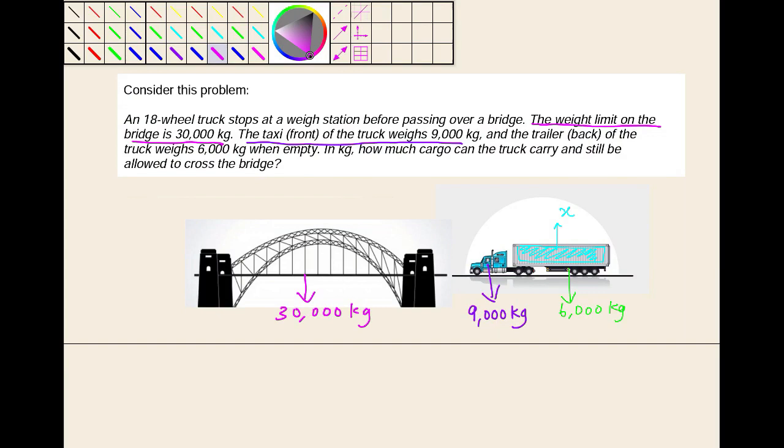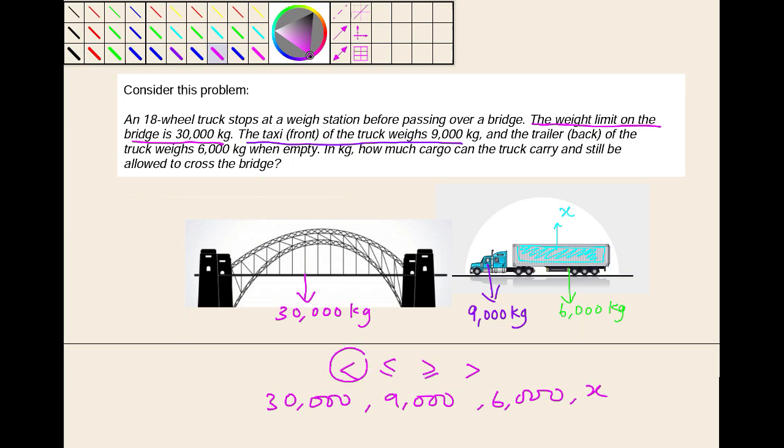Now I want you to do an inequality problem. Okay, you make one equation with greater than or equal to, that has 30,000, 9,000, 6,000 and X. I want the one that has 30,000, 9,000, 6,000, X, and the inequality sign.